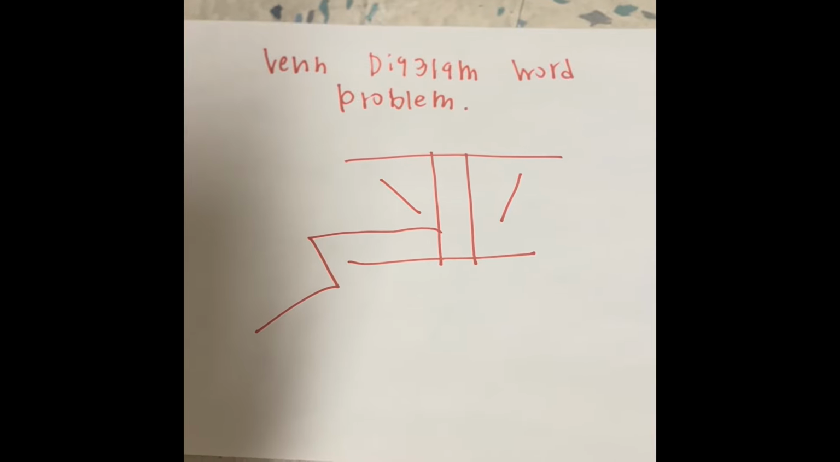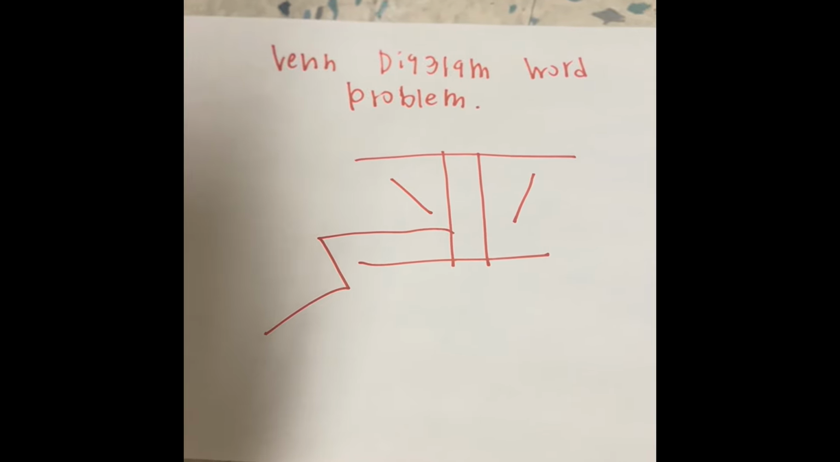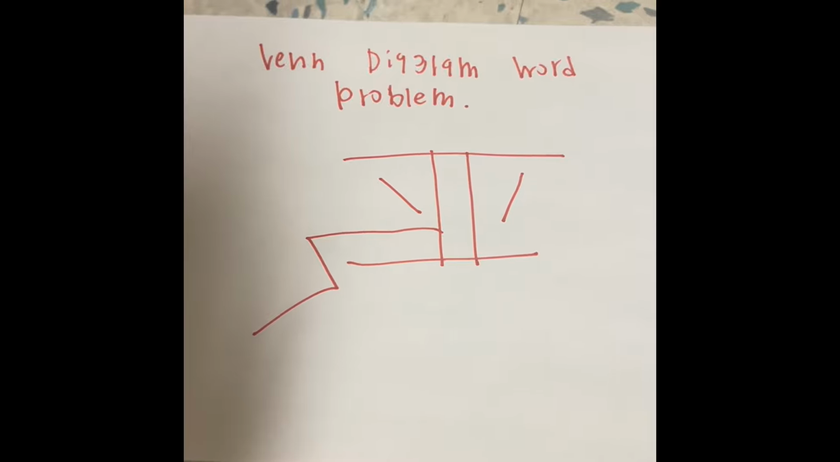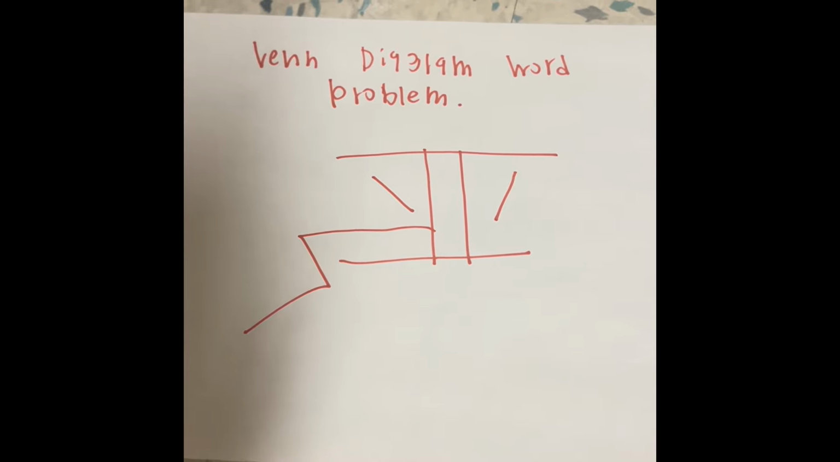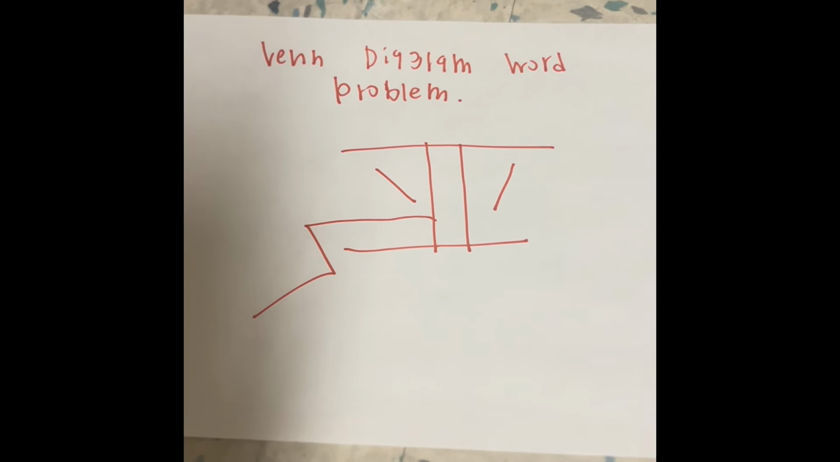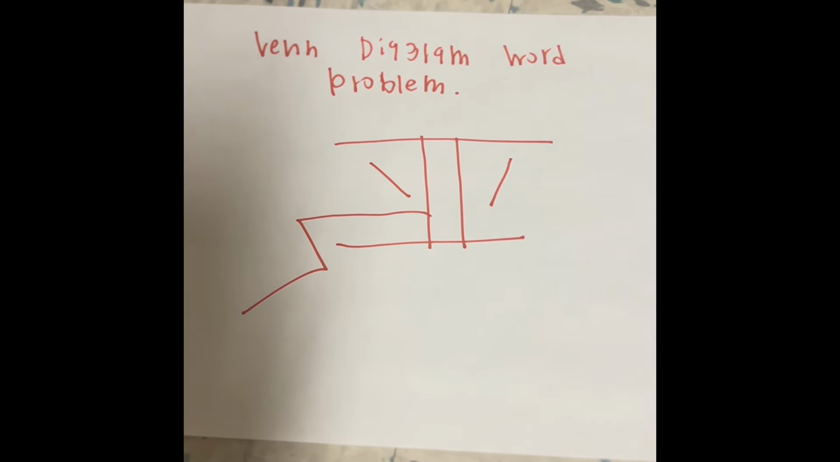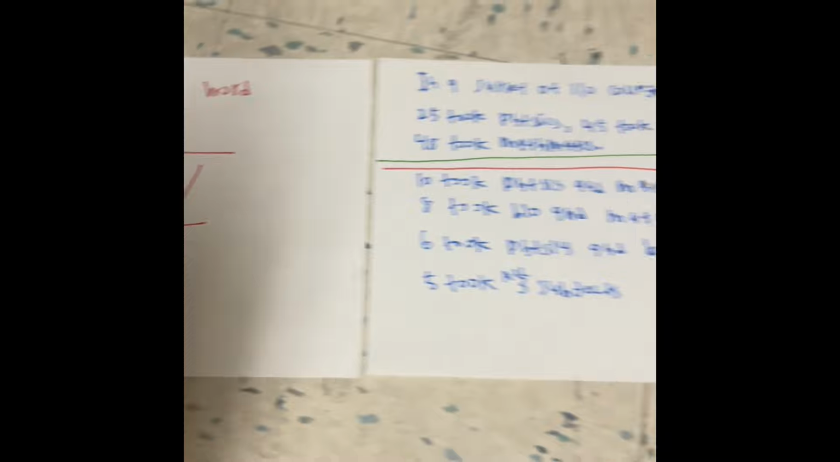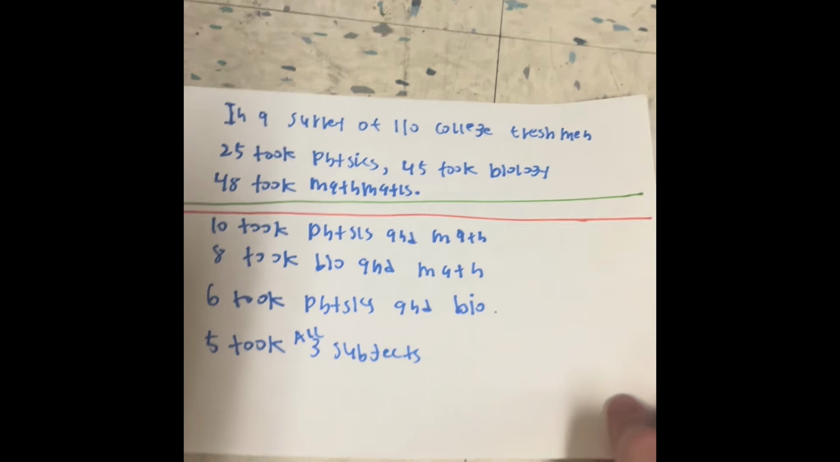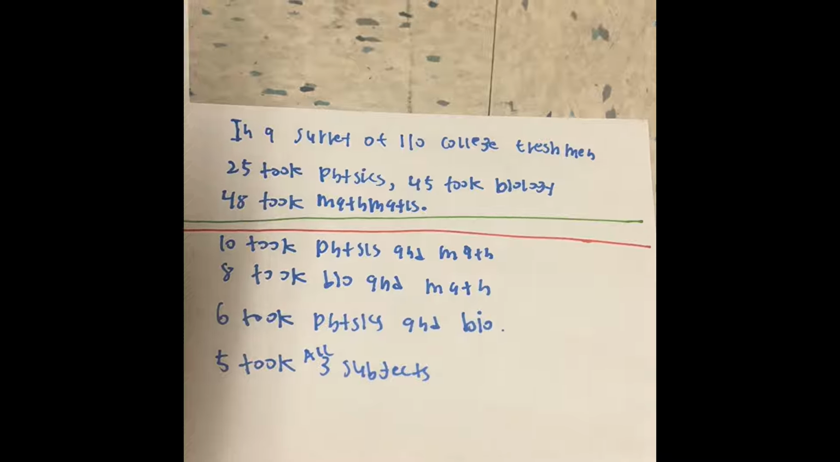Hey, Topping Our Lives Math and History, and we are going to take a look at Venn diagrams, but with word problems. So we have been taking a look at Venn diagrams in the past, but what happens if we get this kind of word problem right here? So it looks like there's a lot of information.